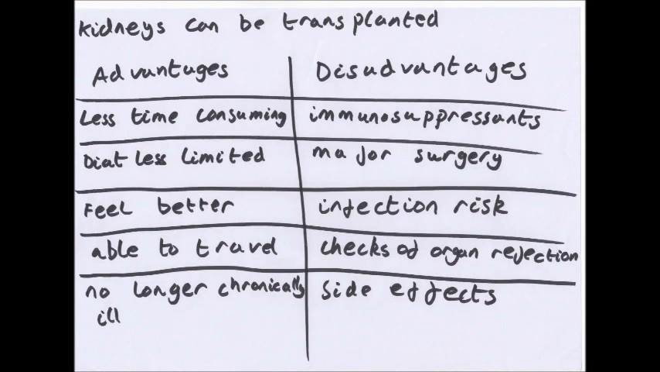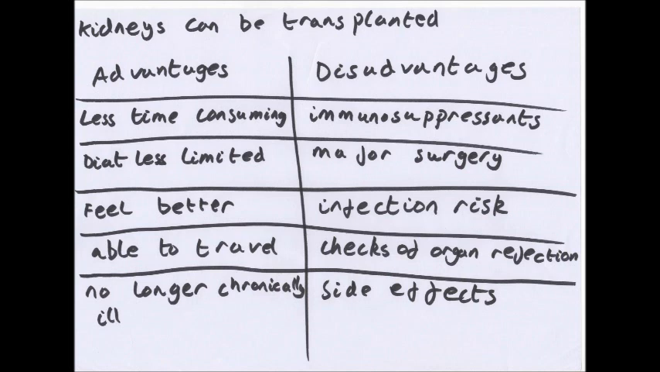Now, as we said, kidneys can be transplanted, and there are some advantages to having this and some disadvantages. Advantages: it's less time consuming, but you need immunosuppressants for the life of the kidney, because otherwise your own immune system could destroy the kidney, which means you're more prone to infection. Diet is less limited because you've got a new kidney, but it does require major surgery under a general anaesthetic. You'll feel better physically, but the risks of surgery of course include infection, bleeding and damage to surrounding organs. You have a generally better quality of life.